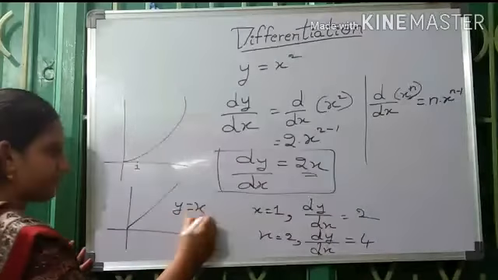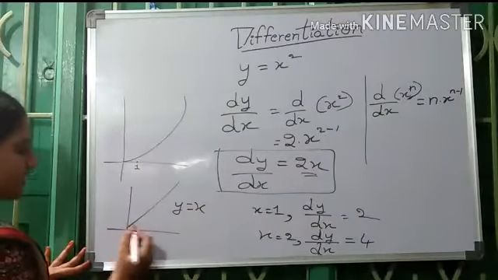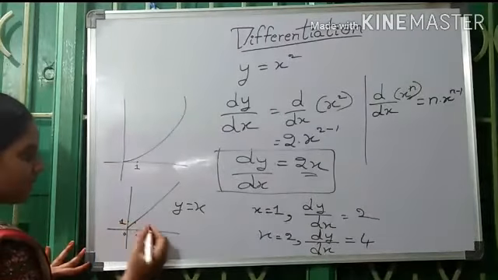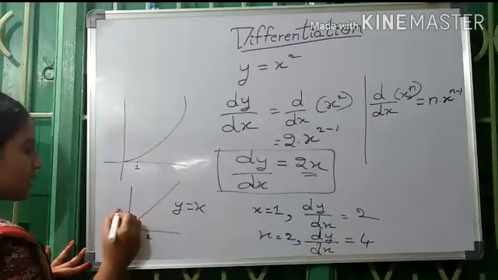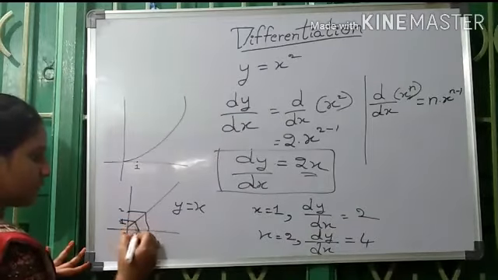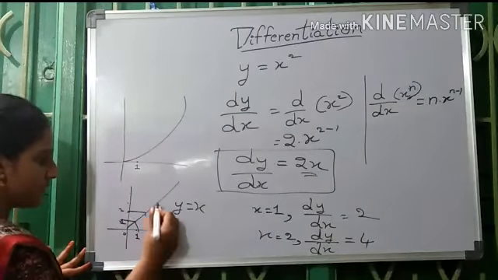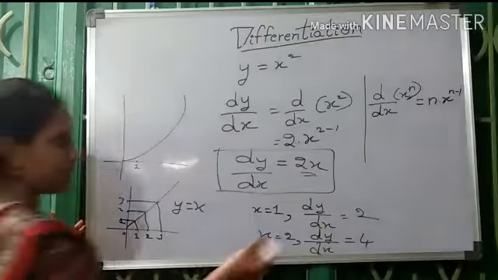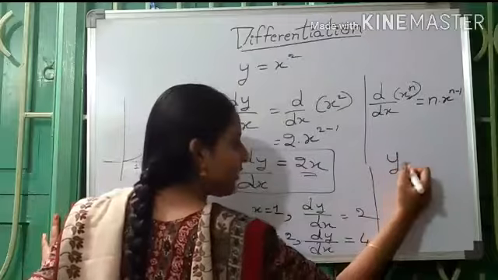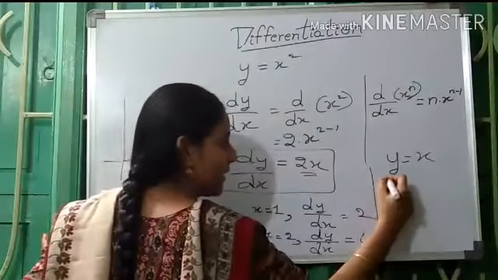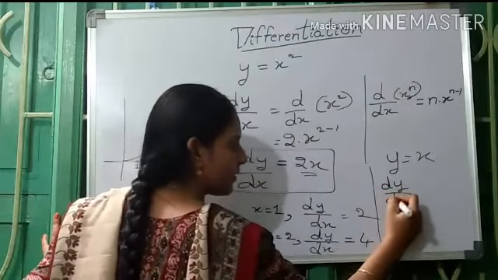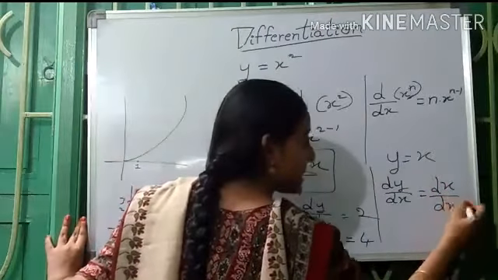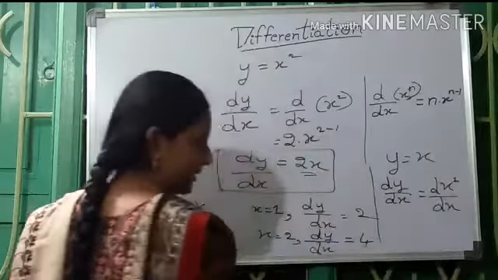Similarly, it changes according to x for some functions, whereas for a straight line, consider this line y is equal to x. That is, if x is 1, then y is also 1. If x is 2, then y is also 2. If x is 3, then y is also 3. Like this, consider a line y is equal to x. For y is equal to x, dy by dx would be dx by dx. That is, x can be written as x power 1.